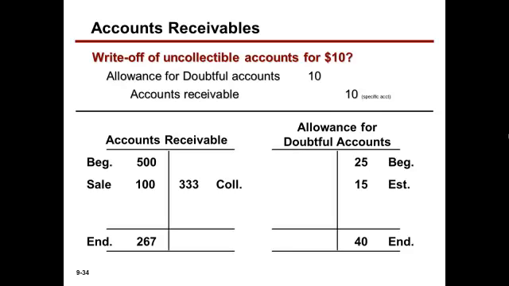Now we have a write-off of a specific uncollectible account for $10. Now we know which account, after several unsuccessful efforts to collect them, so we're going to abandon the account, we're going to write it off, $10 worth. We're going to debit our allowance for doubtful accounts, $10, and credit our accounts receivable for $10, again for a specific account.